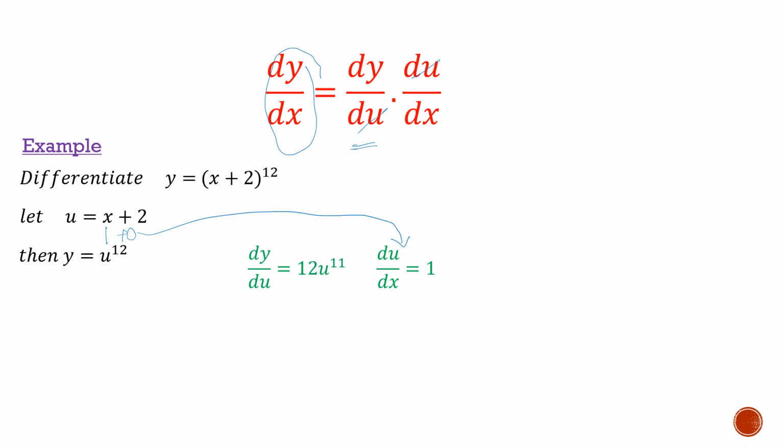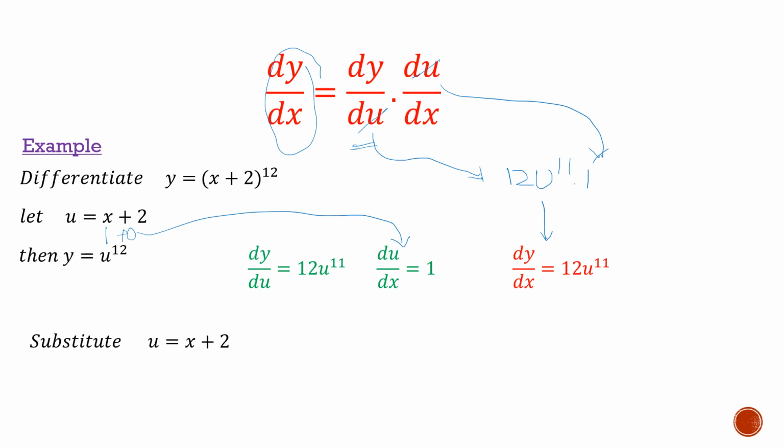Now I'm going to substitute it back in the formula. So dy over dx is equal to 12 u to the power 11, that is my dy over du, and then I multiplied it by du over dx, which is equal to 1. So this is my answer here. Towards the end I can substitute the value of u, which is equal to x plus 2, and hence I got dy over dx is equal to 12 times (x plus 2) to the power 11.